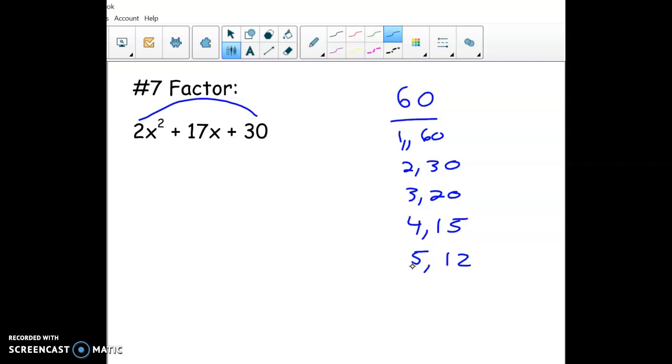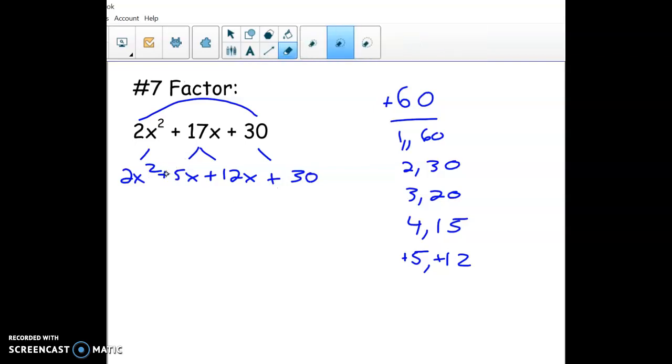Okay, so it's positive 60 and it's a positive in the middle, so we just need 2 positive numbers, so positive 5, positive 12. Okay, so next step, we're going to pull that apart. It doesn't matter which one you pick first here, so I'll just do 5x plus 12x. Okay, and then we're going to bring down the other parts, so it's 2x squared and 30. Sorry for the bad handwriting there.